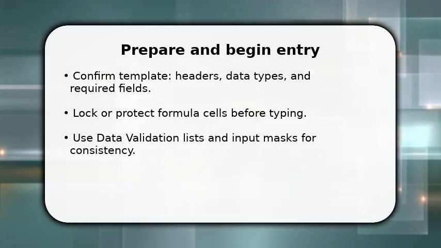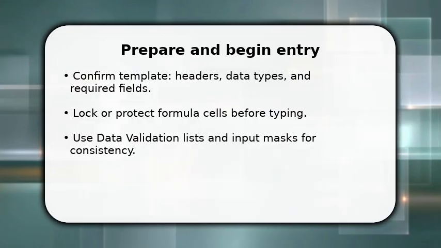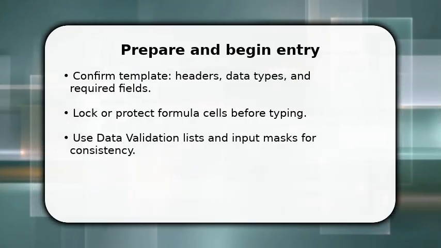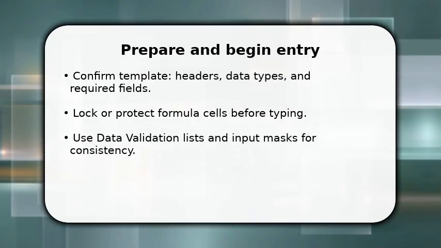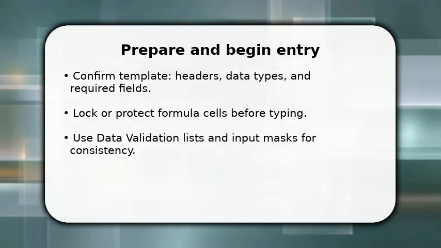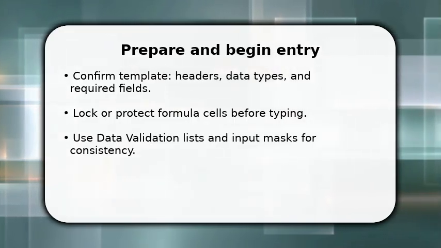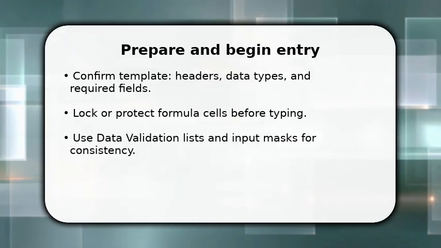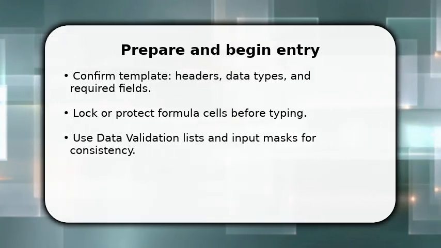You have the template and basic constraints ready. Start entering actual rows now. Begin at the first data column, type quickly but watch validation prompts so you don't break formats. Use Tab to move right and Enter to move down. This keeps your cursor flow efficient.